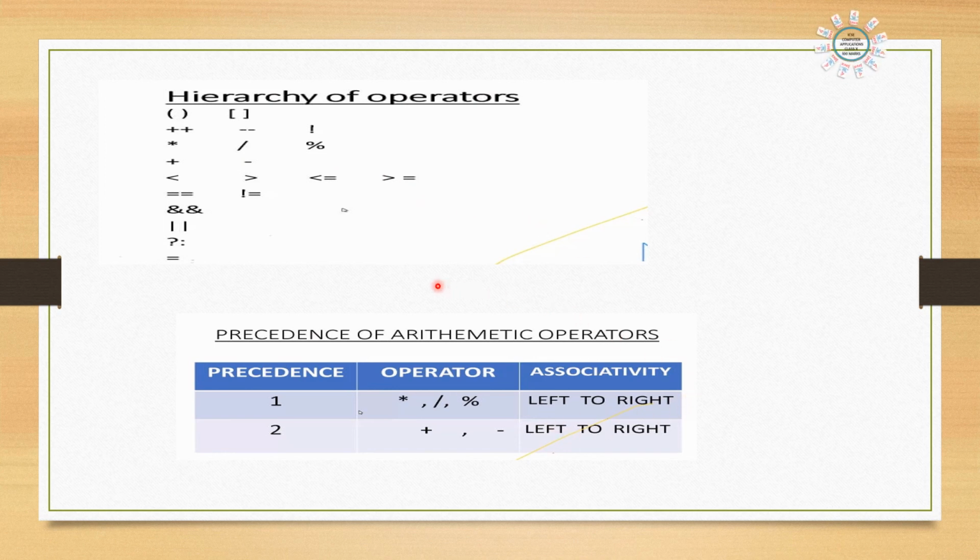The expression will be solved from left side to right side, otherwise from right side to left side. That is known as associativity. So here, if these signs are coming, multiplication and so on, left to right solution will be done, and plus minus also left to right. So you have to study the definition of associativity and precedence.